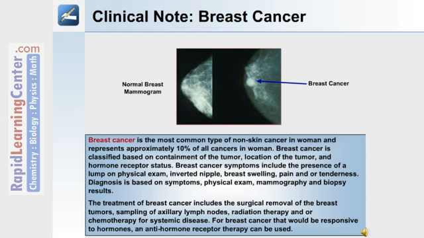The treatment of breast cancer includes the surgical removal of the breast tumors, sampling of axillary lymph nodes, radiation therapy, and/or chemotherapy for systemic disease. For breast cancer that would be responsive to hormones, an anti-hormone receptor therapy can also be used.